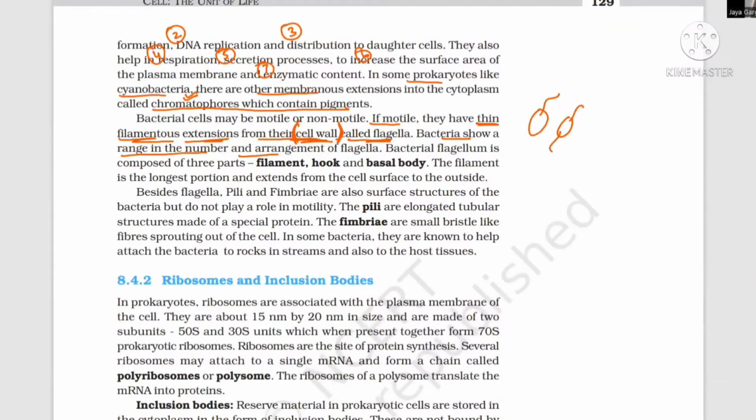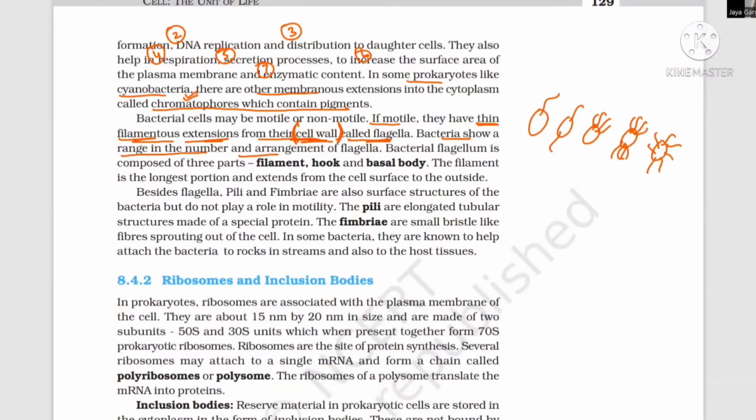This arrangement, you will say amphitrichous. This arrangement, you will say cephalotrichous, lophotrichous, or you can say peritrichous. Arrangement and number can change.